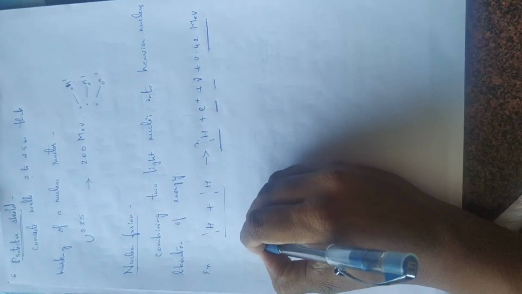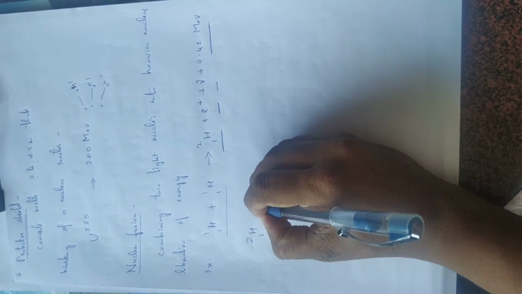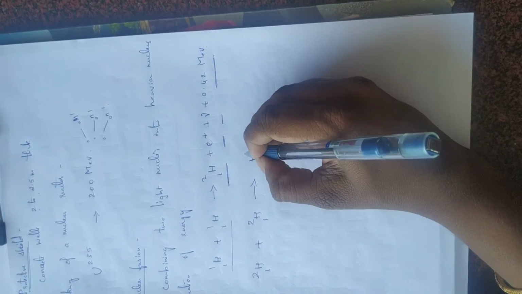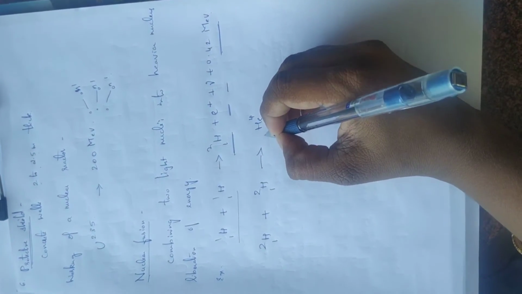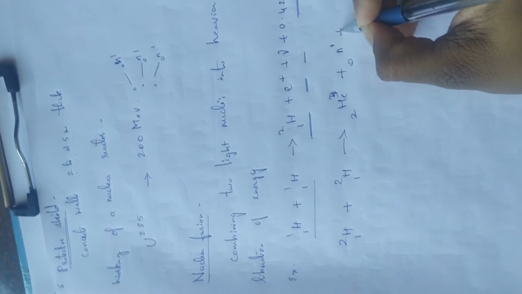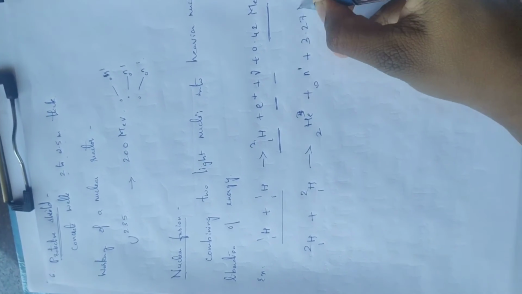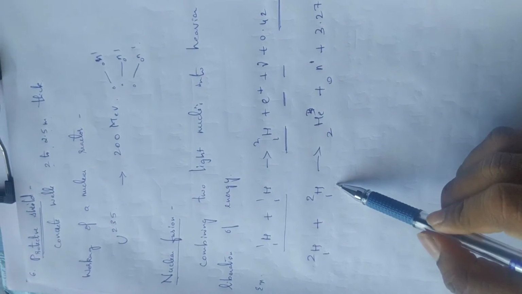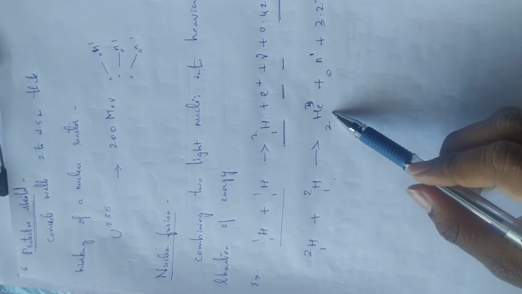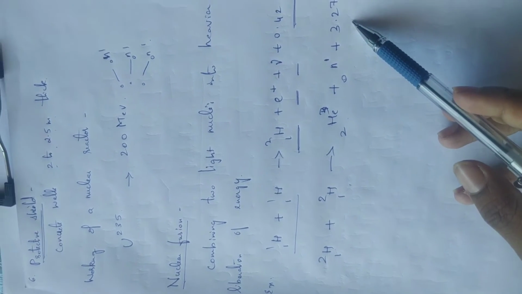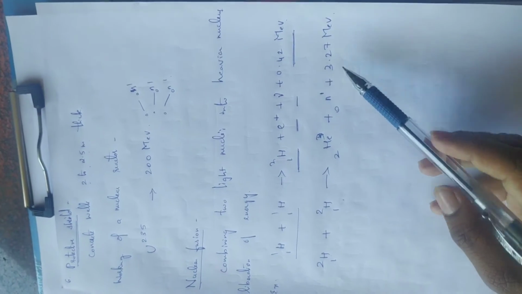Once again, if this deuteron is combined, what we get is helium. So here 3, 2 and 1 neutron and 3.27 mega electron volt of liberation of energy. So in this reaction, 2 deuterons fuse to form a light isotope of helium and a neutron and 3.27 mega electron volt of energy liberation.